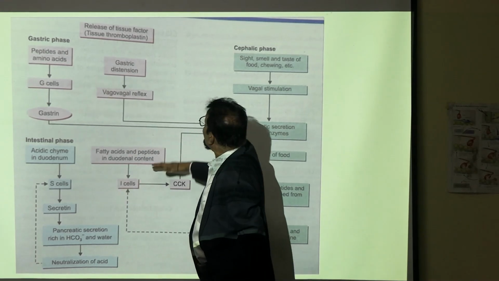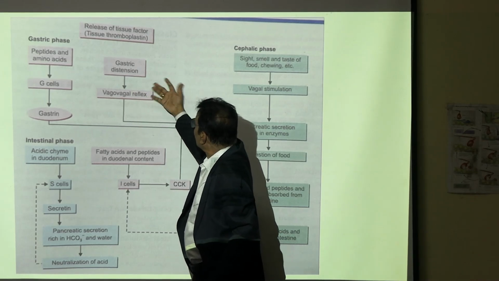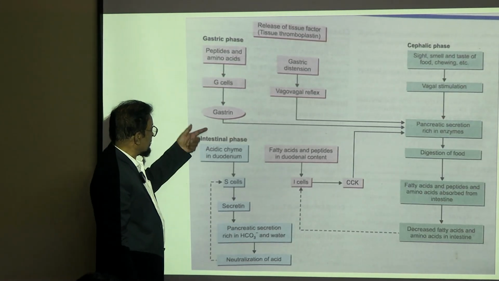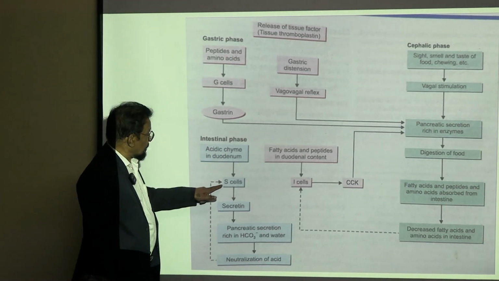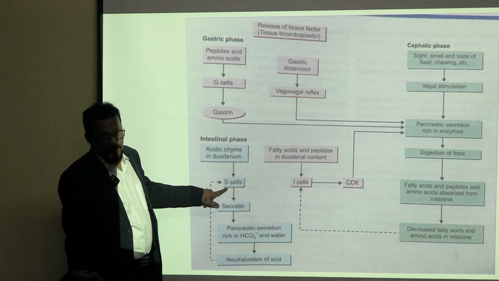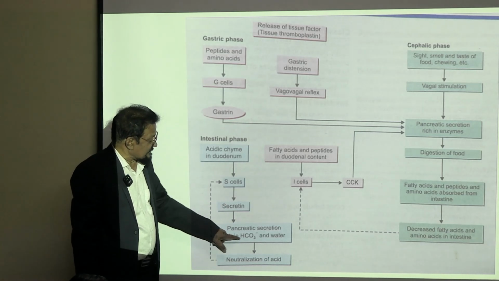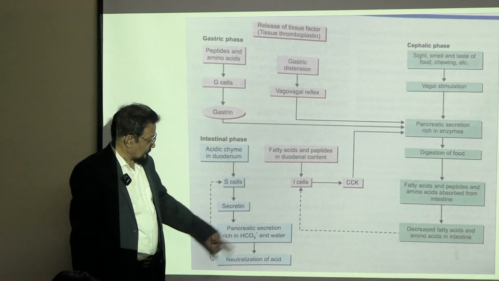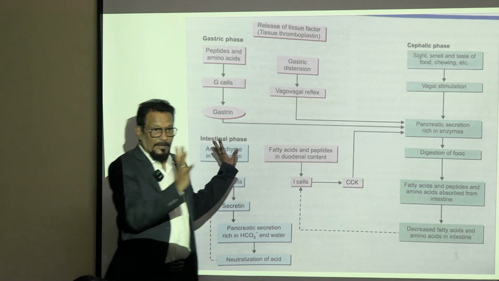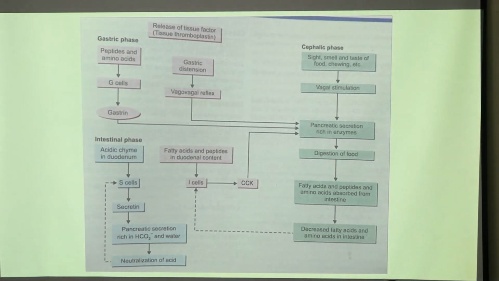Now the intestinal phase. Now see, from the stomach it has entered the intestine. The acidic chyme will cause S cells, or argentaffin cells, the same thing, to produce secretin. Now this secretin will cause pancreatic juice rich in bicarbonate ion. Then the acid will be neutralized. So this is the mechanism. It's almost finished.